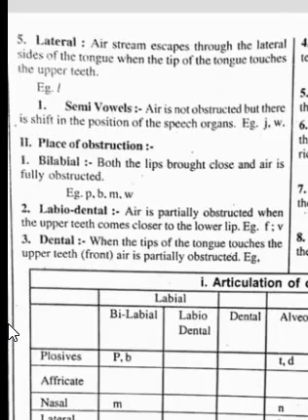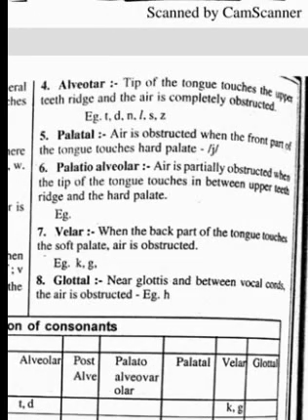Next, dental. When the tip of the tongue touches the upper teeth, air is partially obstructed. Alveolar. The tip of the tongue touches the upper teeth ridge and the air is completely obstructed. T, D, N, L, S, Z. Next, palatal. Air is obstructed when the front part of the tongue touches the hard palate.